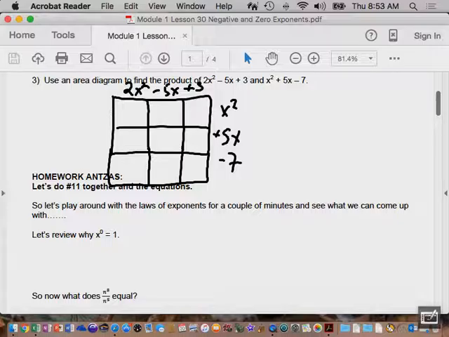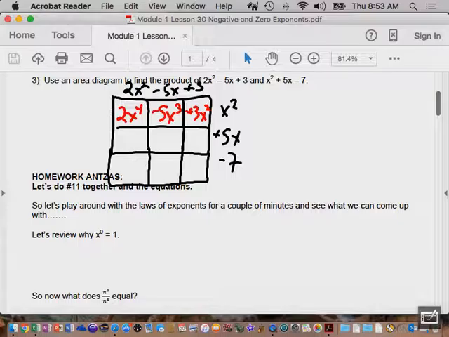Okay? Now, this is a triple distribute to a triple. It just means a bigger box, a bigger sum of areas, if you will. 2x squared times x squared is 2x to the 4th. Negative 5x times x squared is negative 5x cubed. 3 times x squared is positive 3x squared.